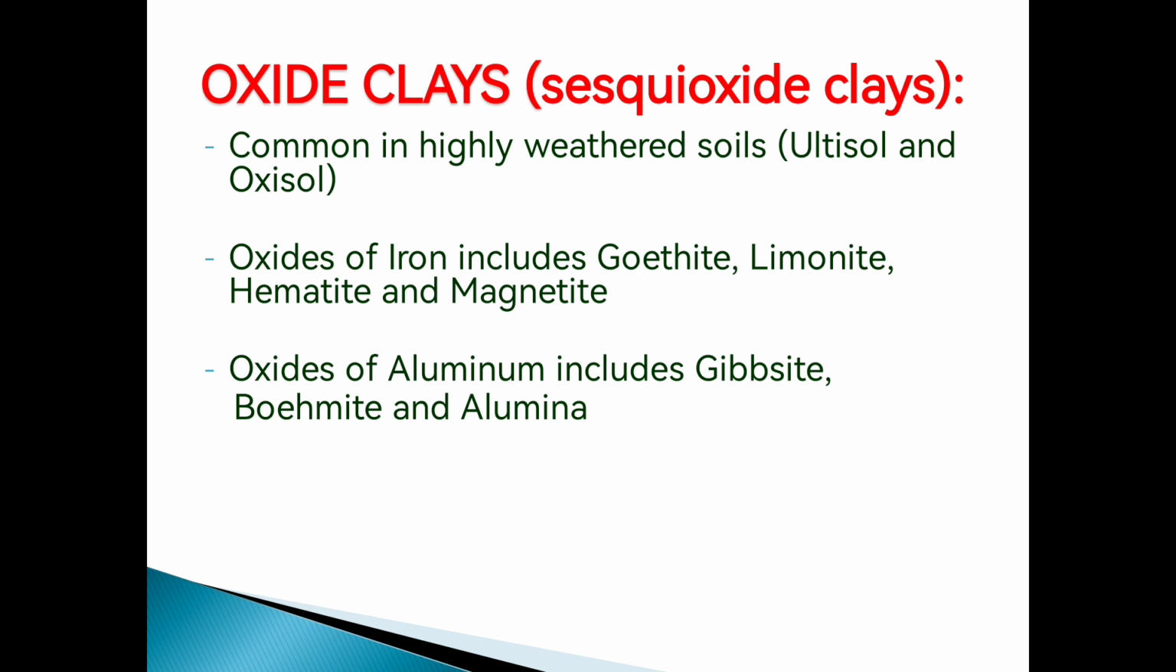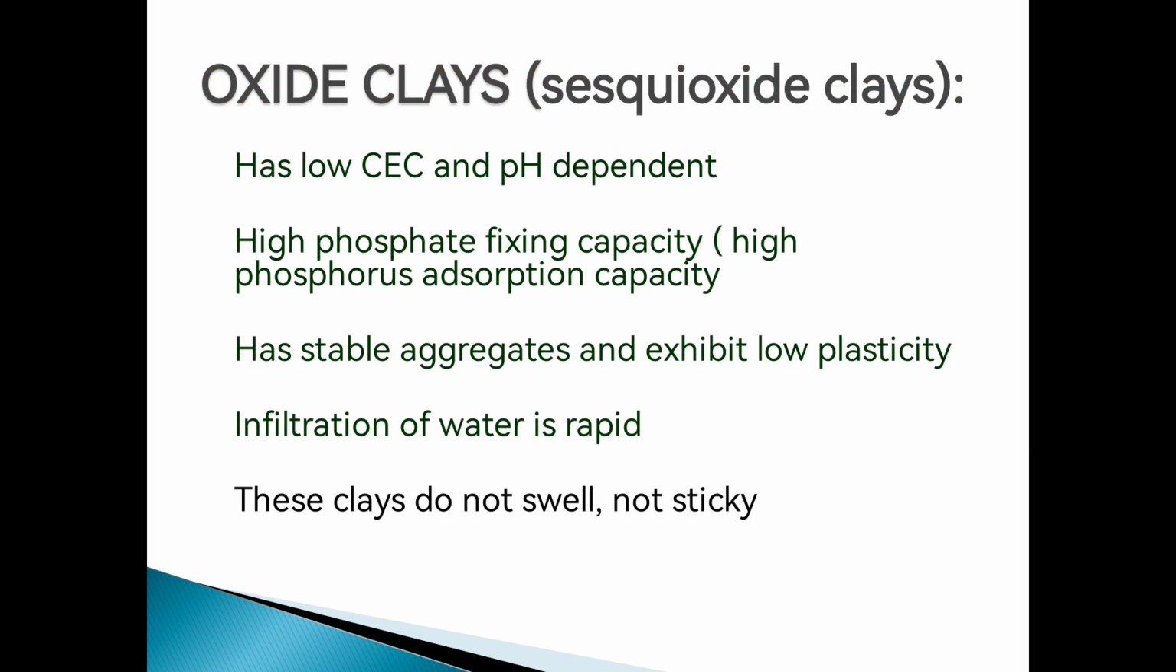These are common in highly weathered soils like ultisol and oxisol. Oxides of iron include goethite, limonite, hematite, and magnetite. And the oxides of aluminum include gibbsite, boehmite, and alumina. It has low cation exchange capacity, and they are pH dependent. They have high phosphate fixing capacity, which means high phosphorus adsorption capacity. It has stable aggregates and exhibits low plasticity. The infiltration of water is rapid, and these oxide clays do not swell, and they are not sticky.